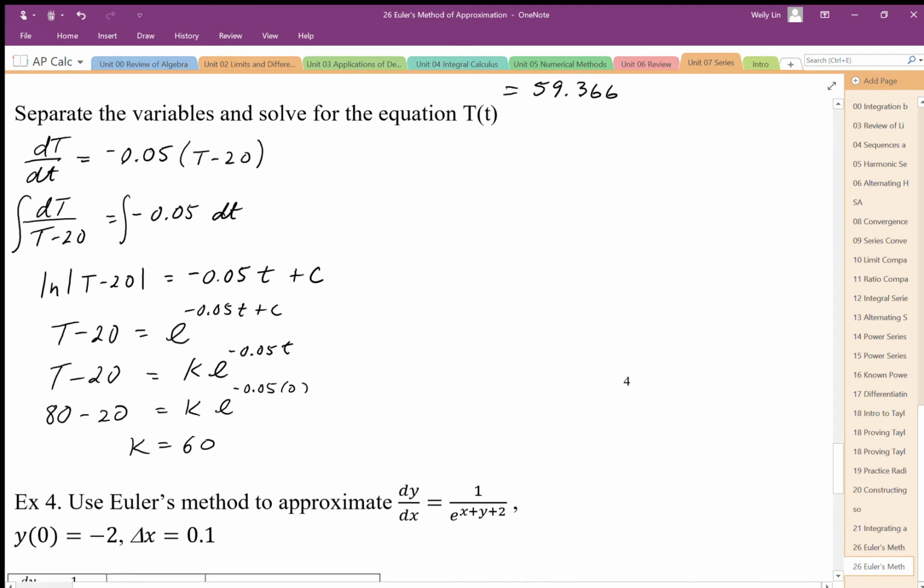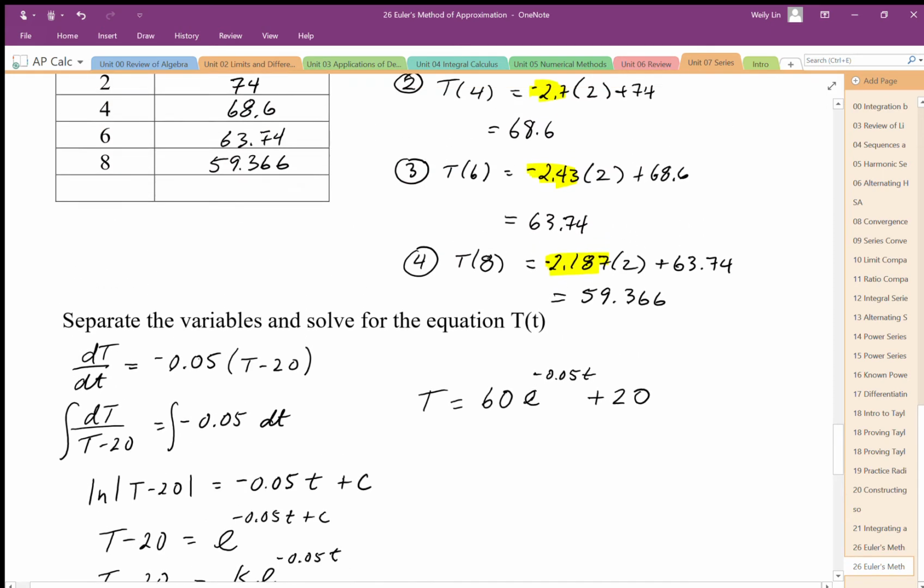So my equation then looks like this. The solution to my differential equation is going to be 60 e to the negative 0.05 t, plus 20. And this is consistent: when I plug in t equals 0, I get 80, my starting temperature, and this is an exponential decay of this temperature. So this is my Newton's law of cooling.